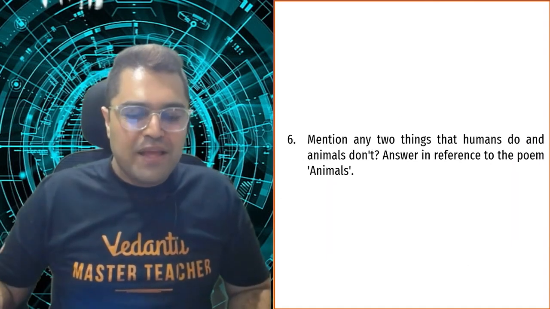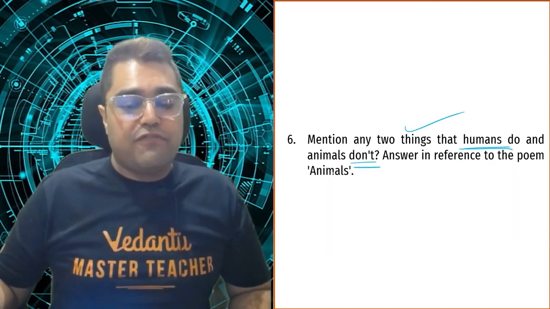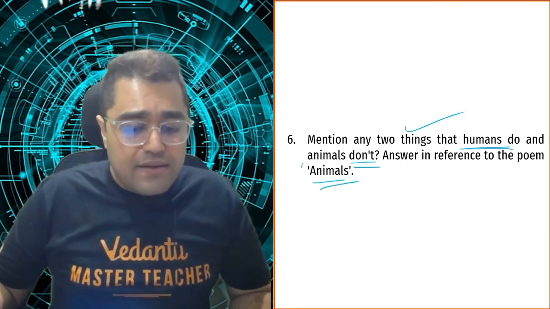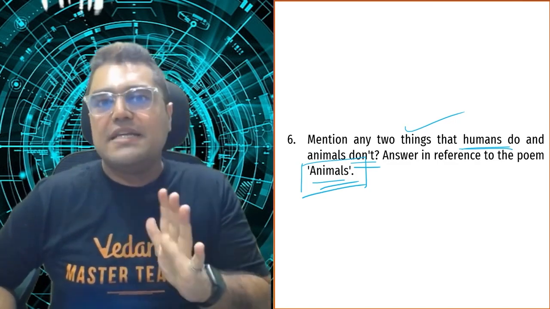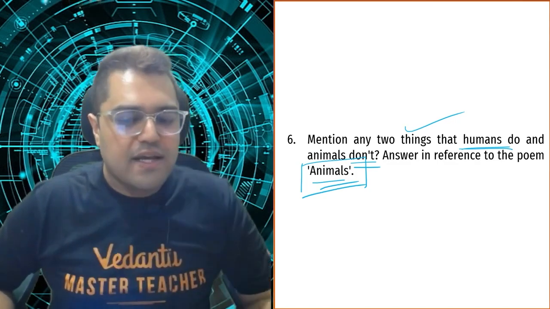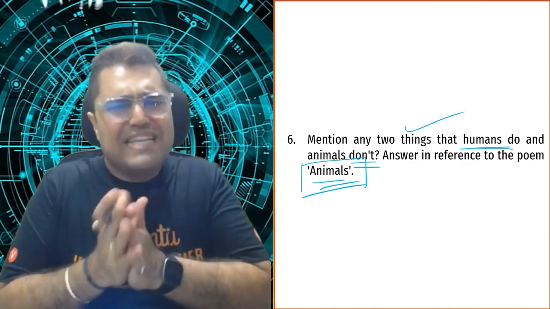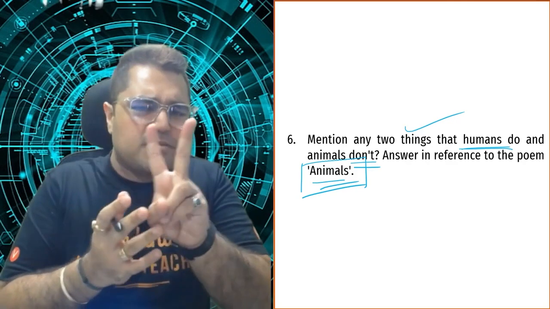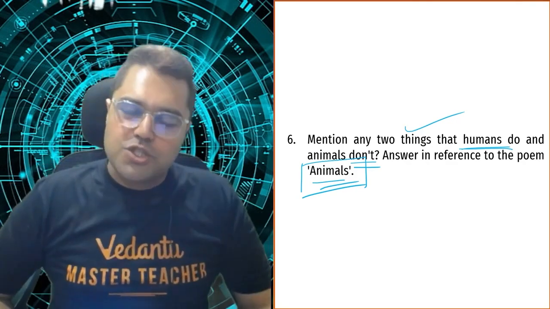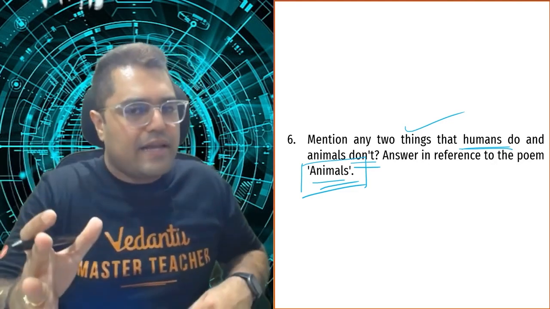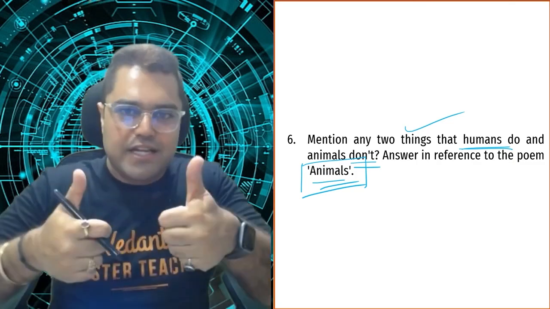Next question. Mention any 2 things that humans do and animals don't. Answer with reference to animals. Very important poem, with lots and lots of meanings and hidden messages. People, please don't forget. Any 2 things that humans do and animals don't. Easy peasy. 2 things, people. You can also give me something that the animals do, and I will understand that it's the opposite for humans. So please think of the answer. Write it in the live chat, in the comment section. Quickly. Did you write it? Shall I show the answer?